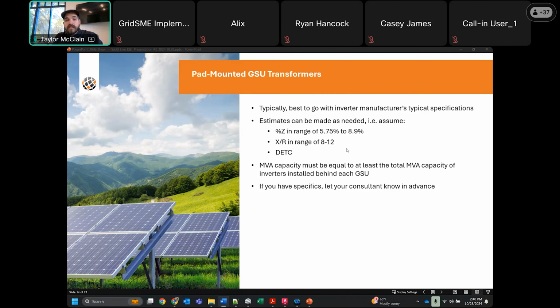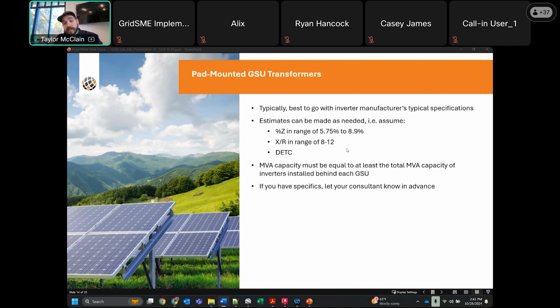So for the GSU transformers, unless you have a good reason or you vetted out another transformer option, typically it's just best to go with what's provided in the datasheet or what's suggested by the inverter manufacturer. For these GSU transformers, typically we're seeing 5.75 to 8.9% impedance, somewhere in the 8 to 12 range for the X over R, and typically a plus minus 2.5%, 2 taps at 2.5% de-energized tap changer. We're not typically seeing the on-load tap changers on these pad mounts. So if you're speccing these pad mounts with the estimates shown before you, that's probably a very reasonable assumption.